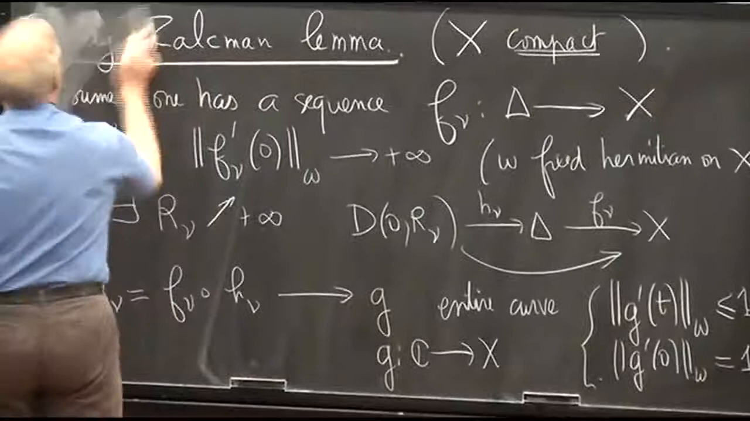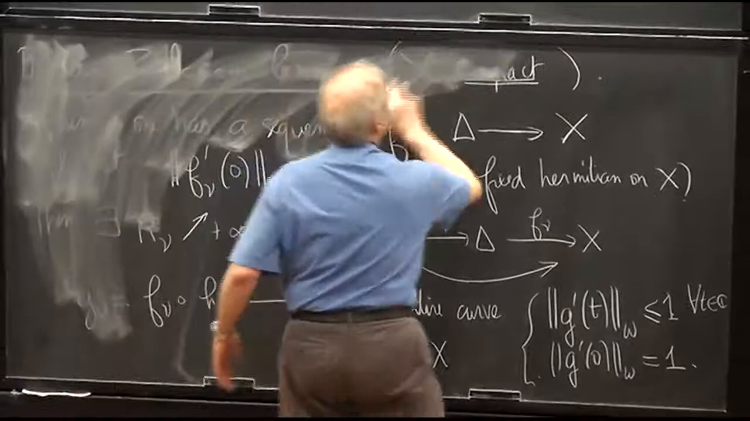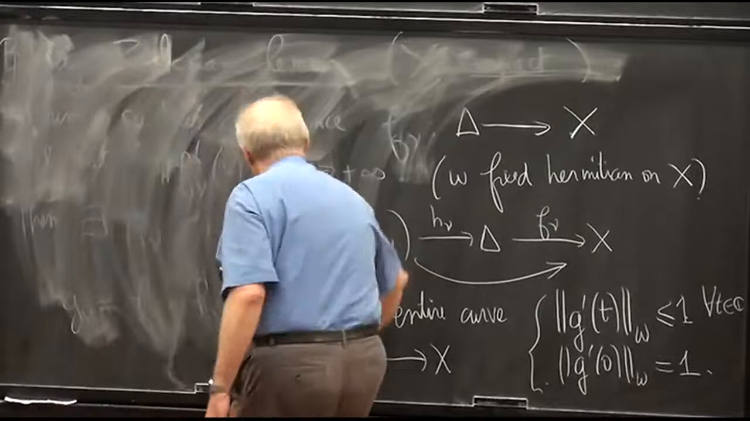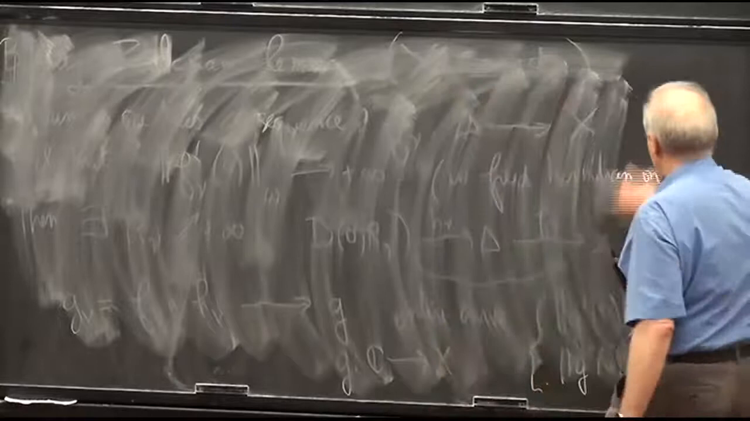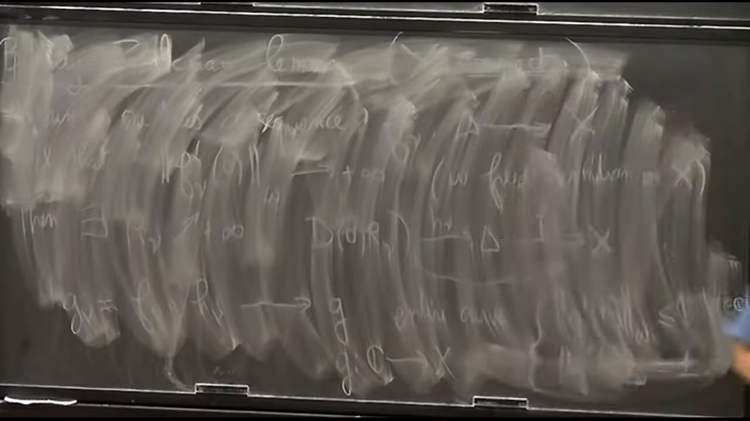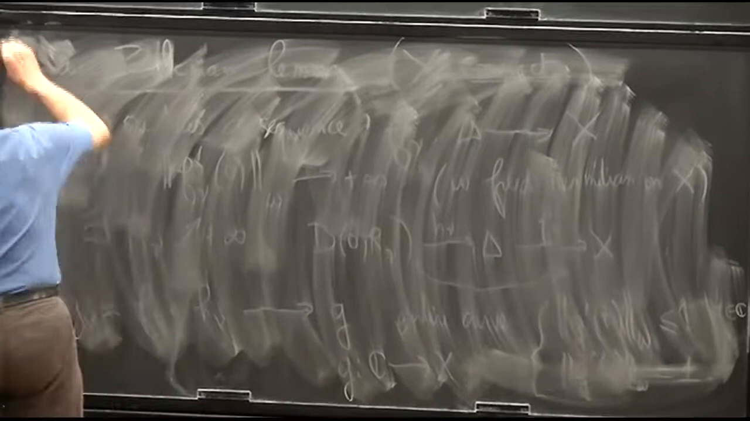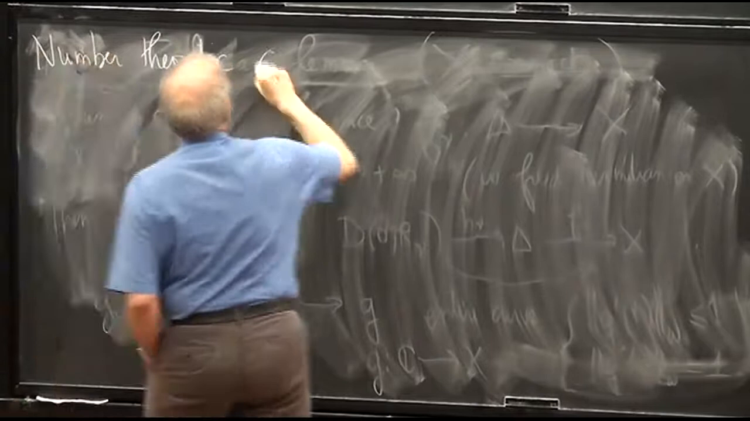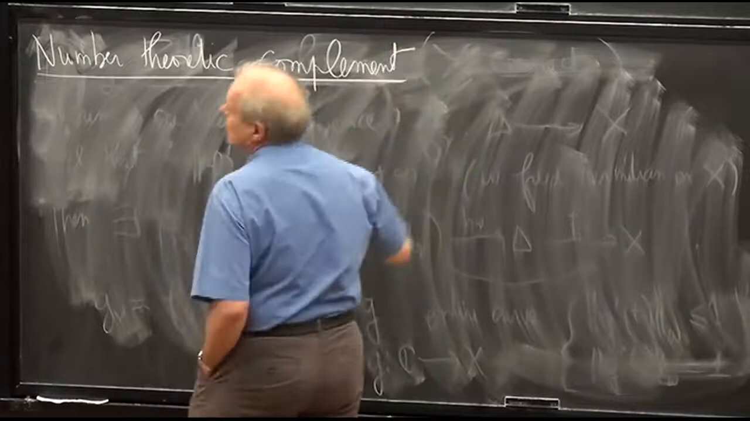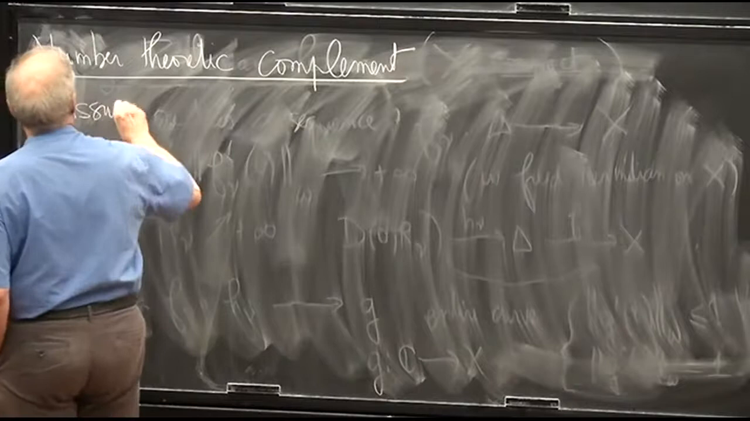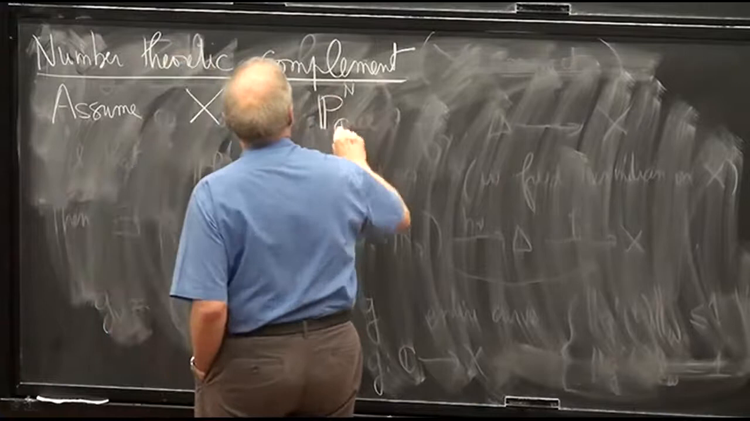And I will not say much about this, but this is of considerable interest in number theory, because there is an additional statement, which is also a conjecture. So, a number theoretic addition to this. Assume that X is defined over Q. So X is embedded in some projective space and defined by polynomials with rational coefficients.